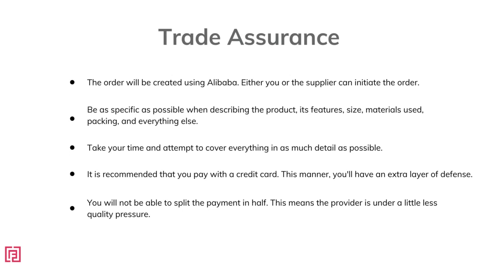Just a heads up that trade assurance protection is only as good as your order information. Be as specific as possible when describing the product, its features, size, materials used, packing, and everything else. Take your time and attempt to cover everything in as much detail as possible. This will demonstrate to the manufacturer that you demand nothing less than flawless quality from your goods. It will also assist you if you need to contact the trade assurance team in the event of a disagreement.